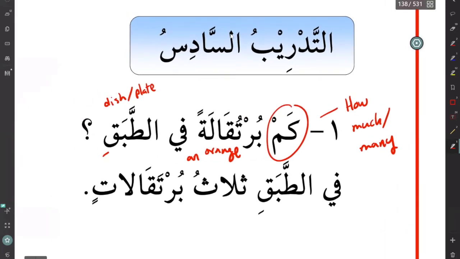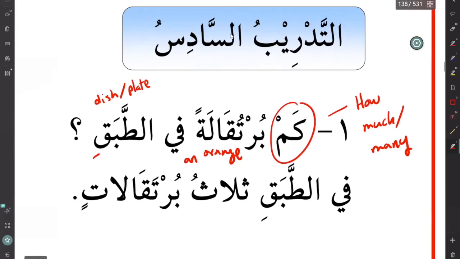Now remember what we said about kam. After kam, when you're asking about something, how many or how much, what happens? The noun always gets fatha. That's what we have here: kam burtuqalatan, not burtuqalatun. And the second thing we said is, even though in English we say how many oranges, in Arabic we say the singular form. So burtuqala, it's an orange.